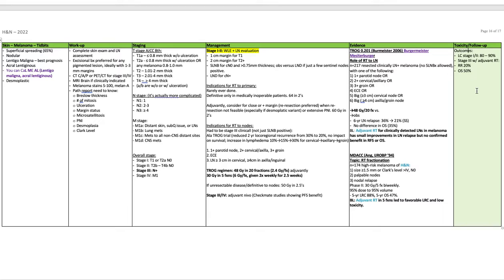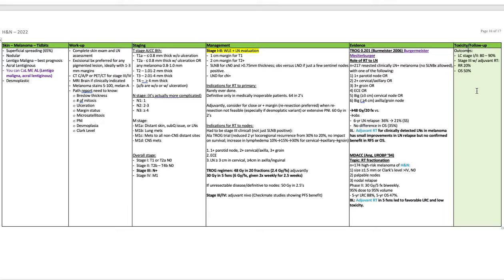6-year rate of lymph node relapse went from 36% down to 21%, which is statistically significant. There was no difference in overall survival, however, 35% for both radiation and observation. Bottom line is adjuvant radiation for clinically detected lymph nodes in melanoma has a small improvement in lymph node relapse, but no confirmed benefit in relapse-free survival or overall survival.